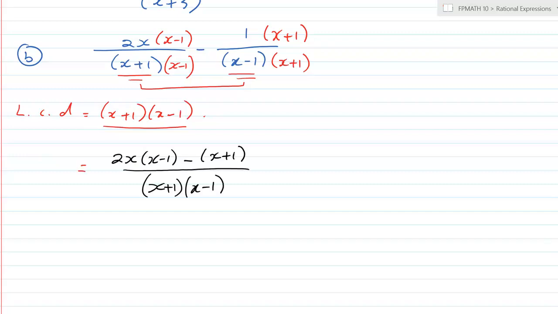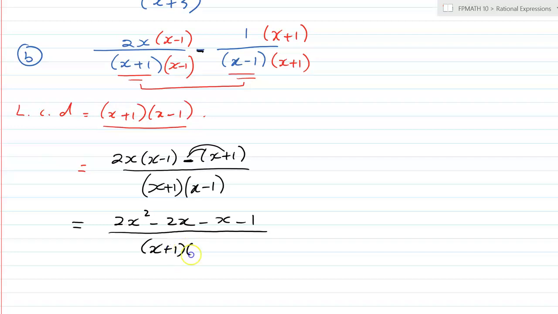Next step, you just multiply. So 2x times x minus 1, which is right here. That's your first fraction on top. Minus, there's a minus there. And then 1 times x plus 1 is x plus 1. And then in this case, it doesn't really matter, but if you want to multiply through, let's do that. So that would be 2x squared minus 2x. Then you have to multiply that through, minus x minus 1 all over the lowest common denominator, x plus 1, x minus 1. And then the final answer is that you can simplify these two.